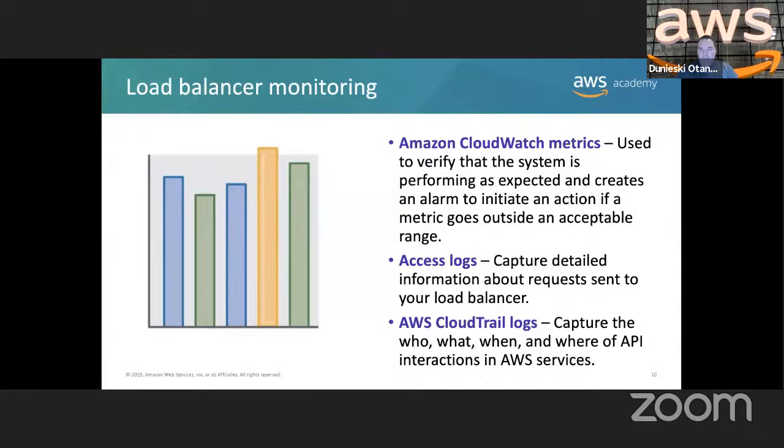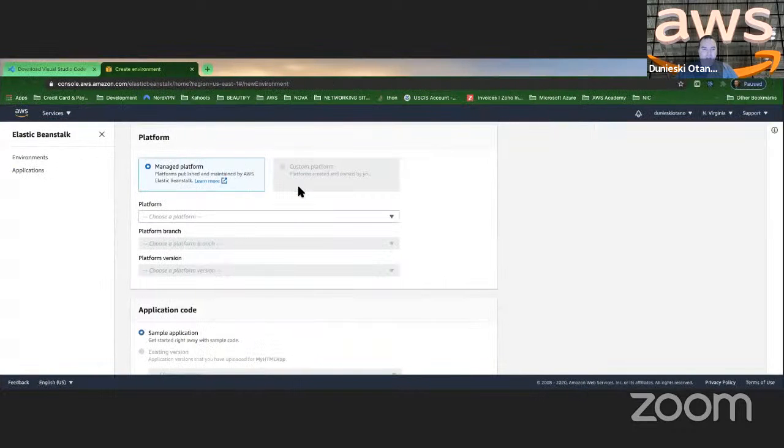So we verify that the system is performing as expected and create an alarm to initiate an action if a metric goes outside an acceptable range. Access logs capture detailed information about requests sent to the load balancer. So the load balancer has something called access logs.